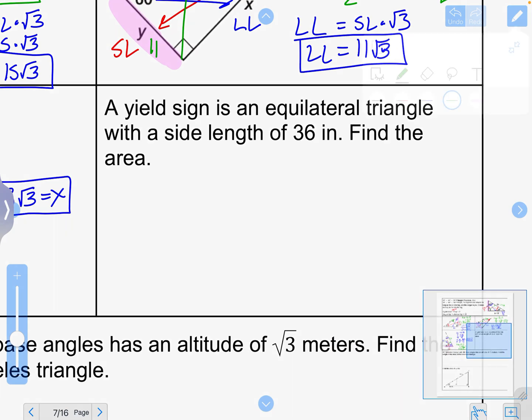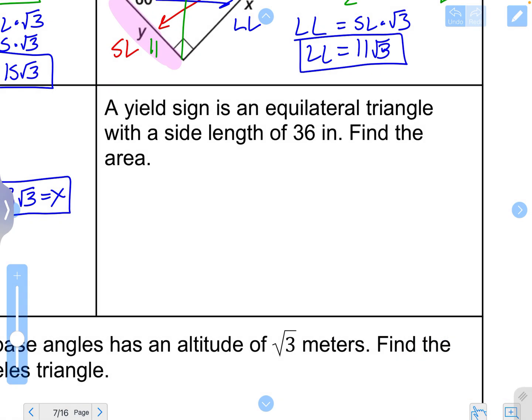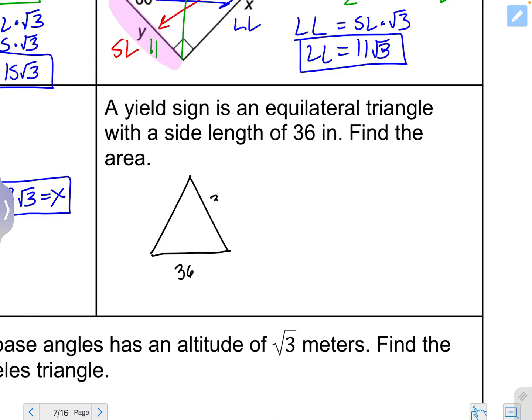All right, so a yield sign is an equilateral triangle with the side length of 36. So equilateral means that all the sides are the same, so they're all going to be 36. And it also tells me that all the angles are going to be the same, so they're all going to be 60 degrees. So it wants me to find the area.